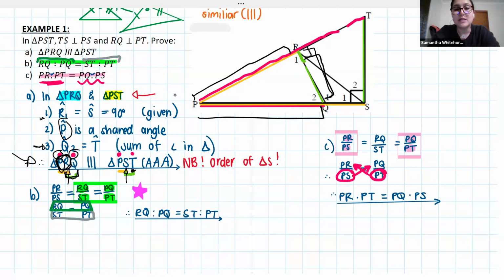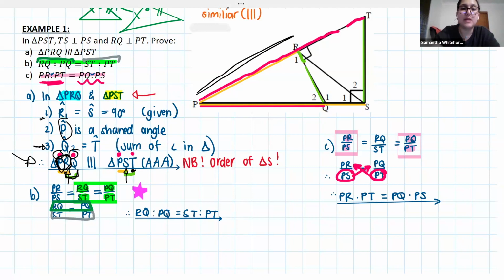So what that means is if we go to the side PR, so let's just take all of these scribbles off. So here's side PR. Because of my order, that automatically corresponds to the first two letters PS.